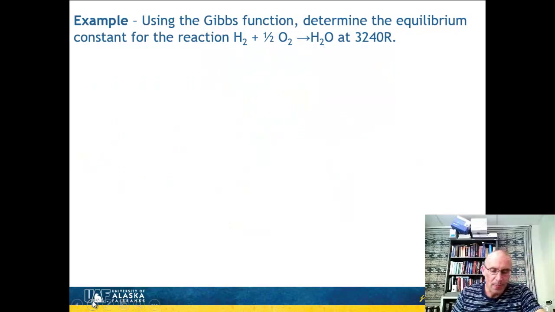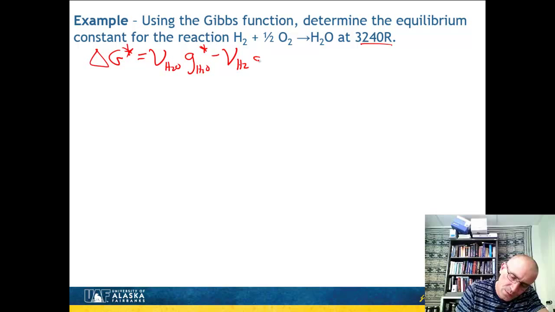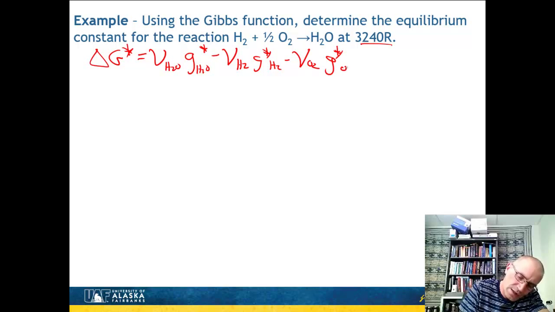All right, now let's go ahead and do the exact same problem, but now we're going to do it at a higher temperature. So there's going to be a couple extra terms. So again, just to remind you, we have delta G star, and that right there is going to be equal to the stoichiometric coefficient of my products, G star, minus the reactants, which was H2, and minus that of the O2. So that didn't change. It's the exact same thing that we had before.